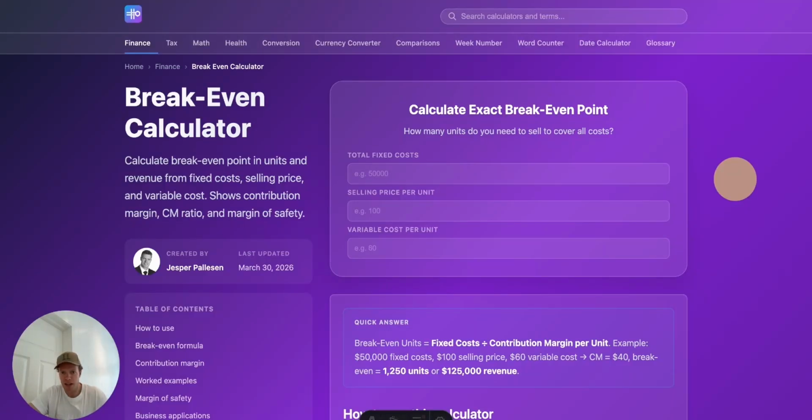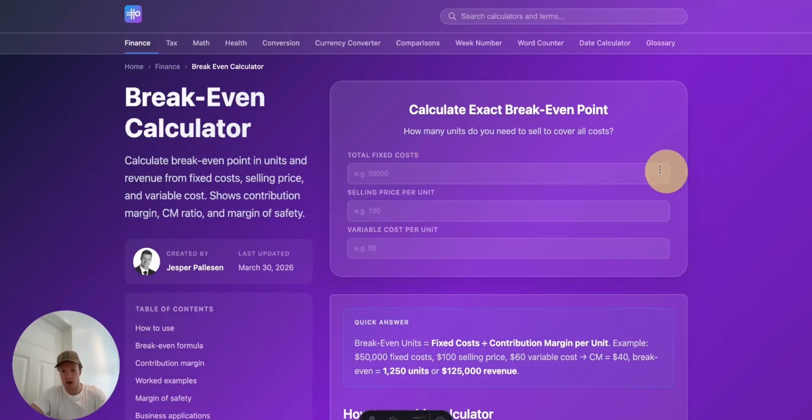Let's look at our break-even calculator. So this would be, for example, if you're starting a new business and you wanted to check when exactly you would actually break even, the units you would have to sell before breaking even with your costs. So this calculator would be a super fast and easy way to calculate the exact break-even point.